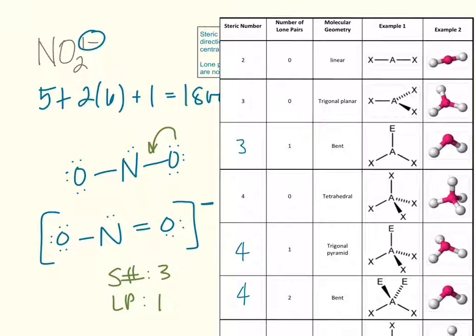And so it'll look bent because you can't see the electrons in space. All you can see is the atoms. And so we can tell by the way the atoms angle away from each other that this lone pair of electrons is up here. It bends these bonds down, and that's why we call it bent. And so the shape for this would be bent.